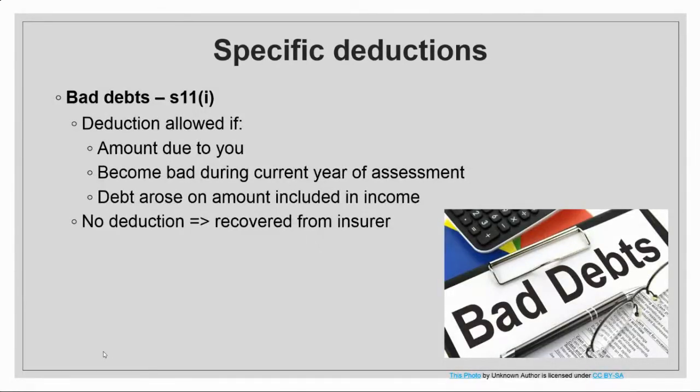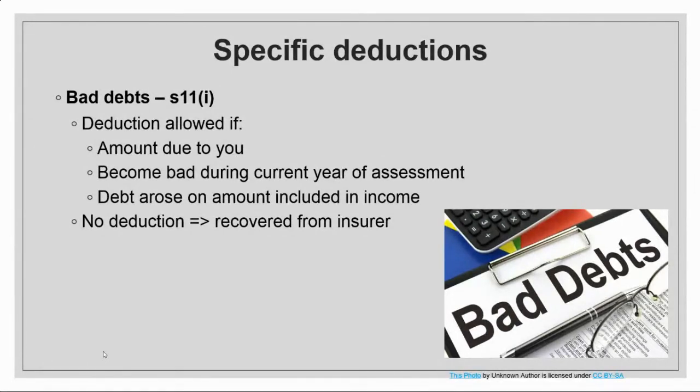Bad debts, this is when I sold something to a debtor, but now they are unable to pay me. So the amount that is due will no longer be paid. The person maybe went insolvent or they've disappeared. Then you are allowed to deduct it from your taxable income if you included that amount in income previously. Okay, so that means I was previously taxed on that amount, then I can get a deduction.